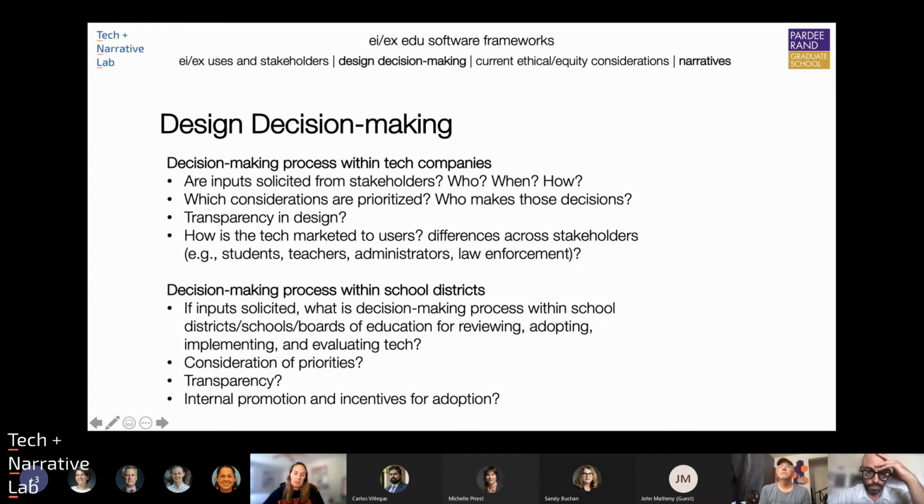When we look within school districts, some of the questions that we're thinking about in terms of whether inputs are solicited, what is the decision-making process within the school district? So what level of governance is there? Principals, higher level coordinators across the school district, sometimes state officials, boards of education for reviewing, adopting, implementing, and evaluating the technology. Same sort of questions related to priorities, whose inputs are prioritized and how. Is there transparency in the decision making? And is there any internal promotion and incentives for adoption?